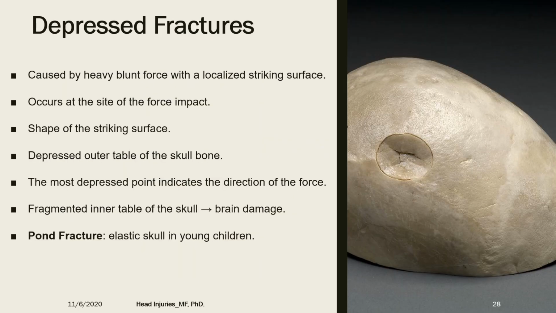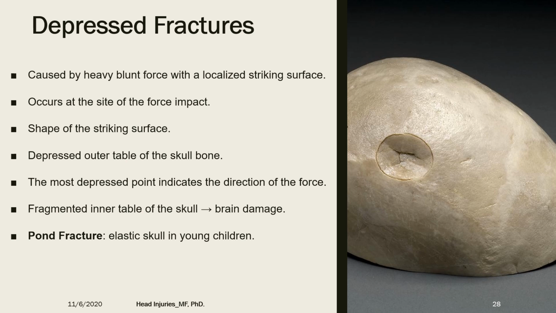Another fracture type is the depressed fracture. Usually it is caused by a heavy blunt force with a localized striking surface. An example for that would be a hammer. Usually the fracture occurs at the site of the force impact, and it takes the shape of the striking surface. The outer table of the skull will be depressed, but the inner table of the skull will be comminuted and fragmented, and it may lead to brain damage because the inner table of the skull is only supported by the soft brain tissue.